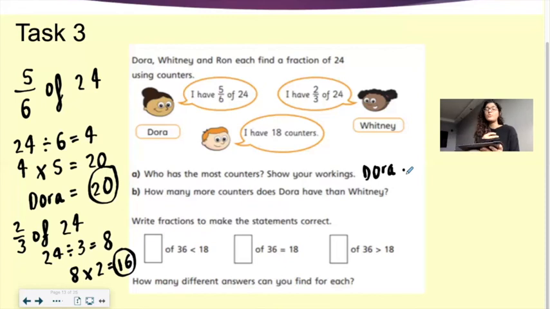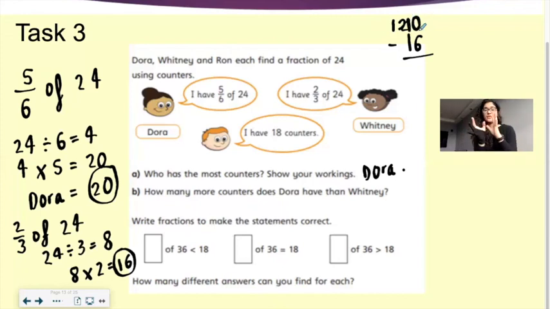And then how many more counters does Dora have than Whitney? To work out how many more, you just subtract the numbers from each other. So you do 20 take away 16. Let's do some column subtraction. So what's 0 take away 6? You can't do 0 take away 6 because 0 is smaller than 6. So if you've got 0, you can't take away 6 from that. So you're going to then take 1 from the 2.